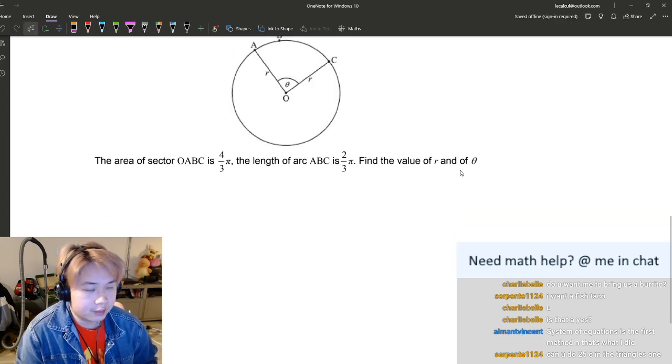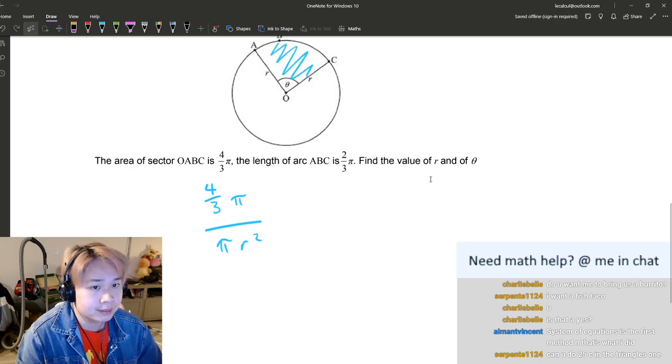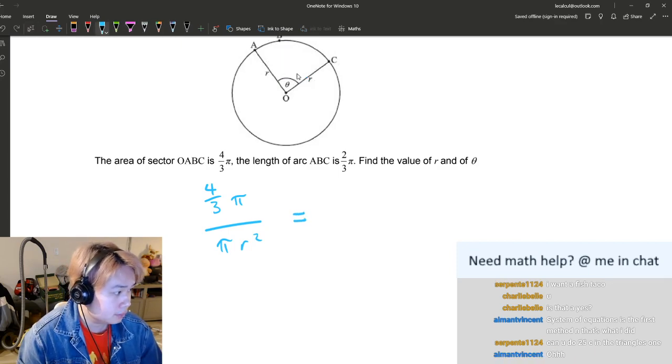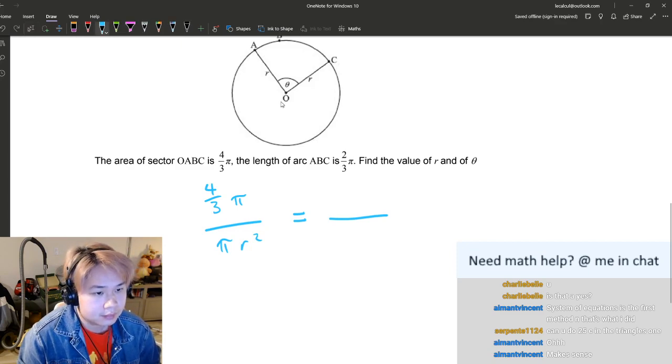So the full area of the circle is pi r squared, and we know that we have 4 over 3 pi of that ratio. Likewise, the ratio of the circumference to the piece of arc should be the exact same ratio because they're the same angle. So then that's what they were doing.